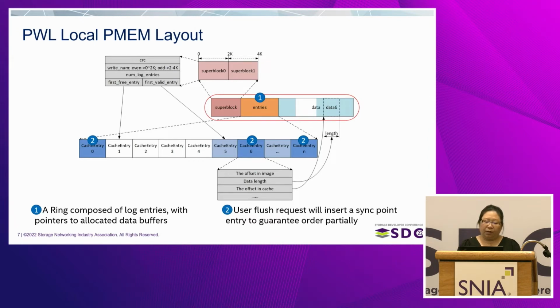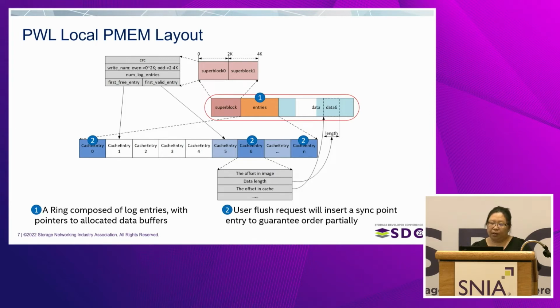For the super block, we have two copies. Not copies, it's just a round robin to access the super block. For the even write, we write to super block 0. For the odd write, we write to super block 1. So it depends on the write number.